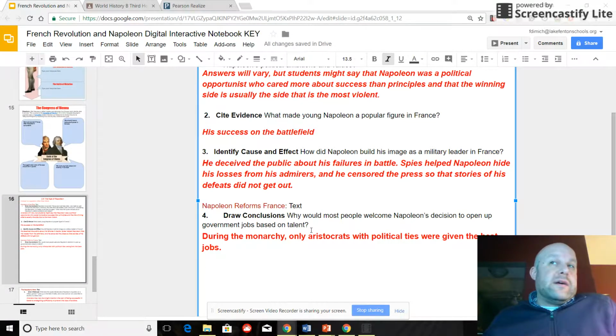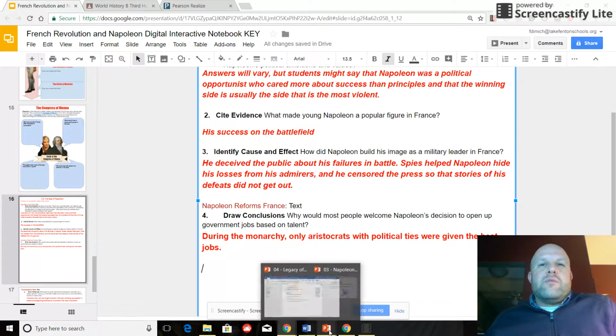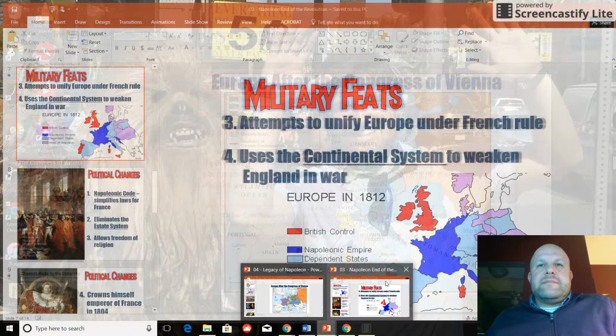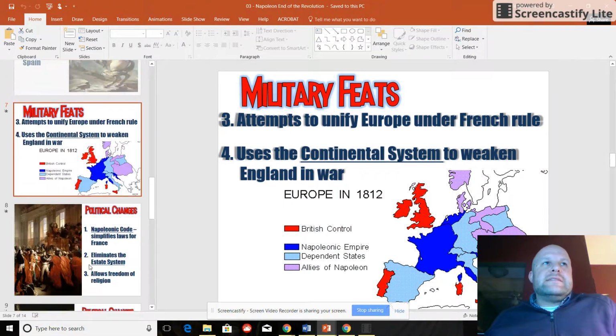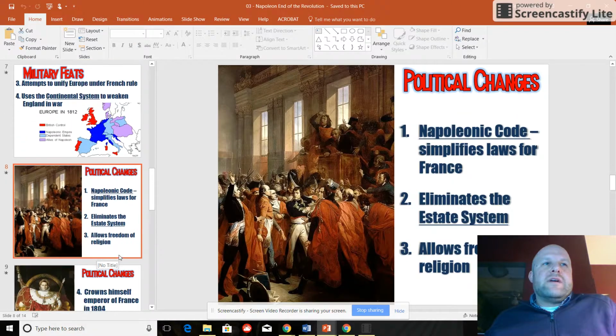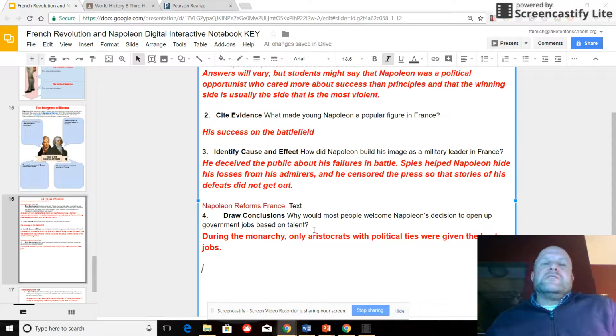Why would most people welcome Napoleon's decision to open up government jobs based on talent? So he establishes a system where government jobs are opened up based on merit. Another thing is the Napoleonic Code, and it eliminates a state system, so basically jobs are set up on merit.